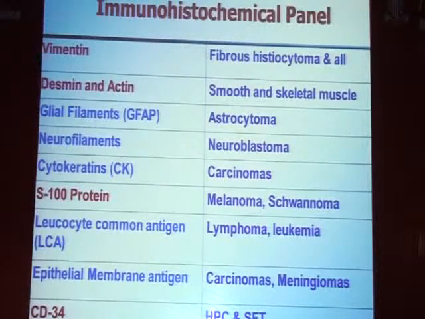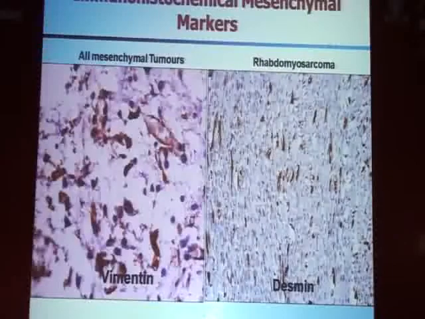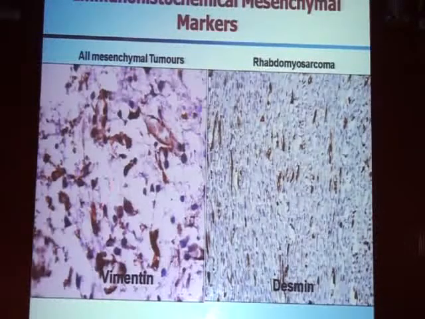Vimentin will be positive in all mesenchymal tumors. Desmin and actin are smooth and skeletal muscle markers. S100 protein is for neural tumors like schwannomas and neurofibromas, and CD34 helps us to diagnose hemangiopericytomas and solitary fibrous tumors. This is the immunohistochemical stain to show Vimentin positivity, which is positive in all mesenchymal tumors. So basically it helps us to differentiate from epithelial tumors. This is a stain for Desmin, which helps us to characterize rhabdomyosarcomas.